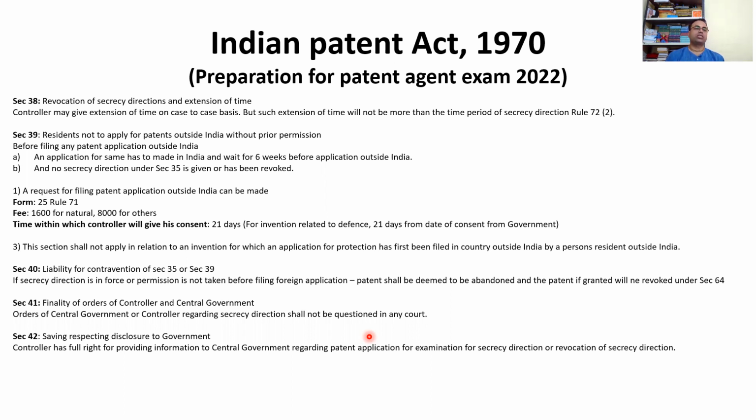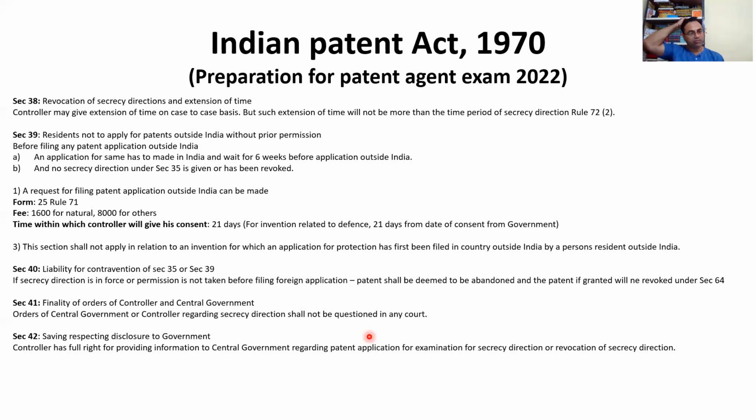Okay. Section 39. Resident not to apply for patent outside India without prior permission. So if there is any inventor in the patent application who is from India, then you cannot apply for the patent outside India. It means you need to fulfill certain conditions if you want to apply outside India.